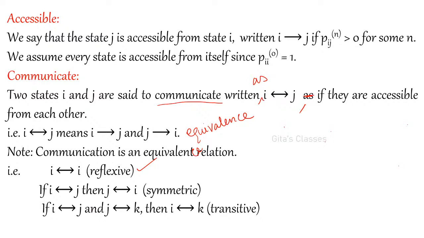Then if I communicates to J and J communicates to K, then I communicates to K. This is the transitive relation. Generally we know A is equal to B and B is equal to C implies A is equal to C. We write it like that.